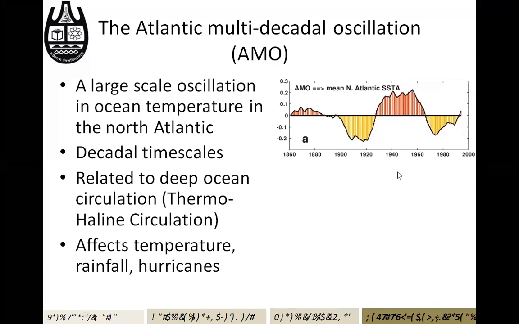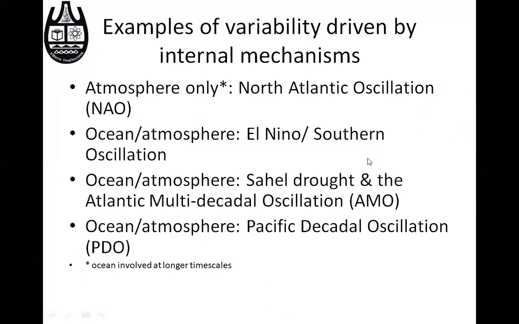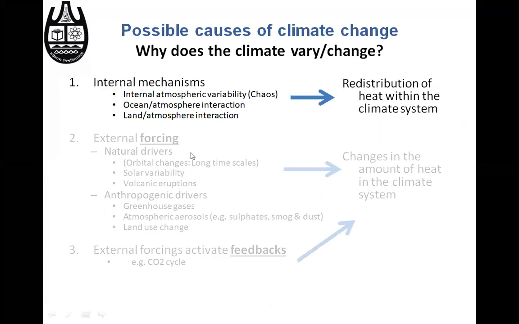So today we are going to discuss two other internal mechanisms. One is the Atlantic multi-decadal oscillation, another is the Pacific decadal oscillation. Before we go into that, just to remind you, we started to discuss the possible causes of climate change, and there are three parts to these. One is internal mechanisms, which relate to the energy balance among the components of the environment, ocean to atmosphere or land to atmosphere, like this.